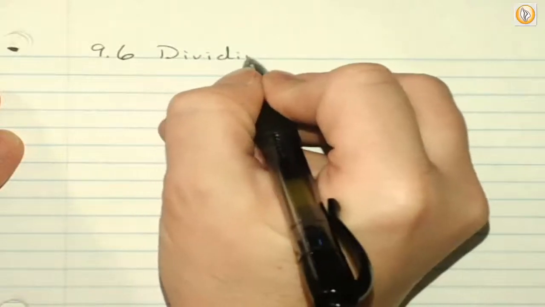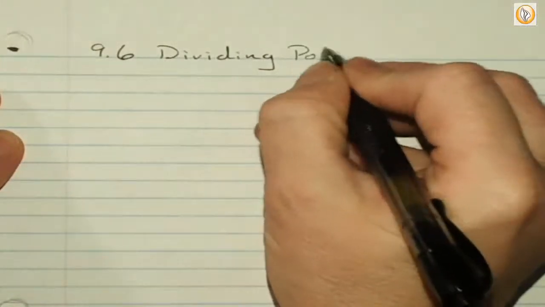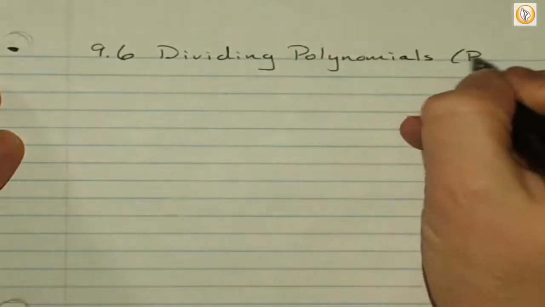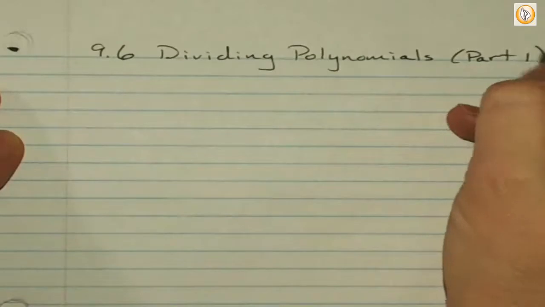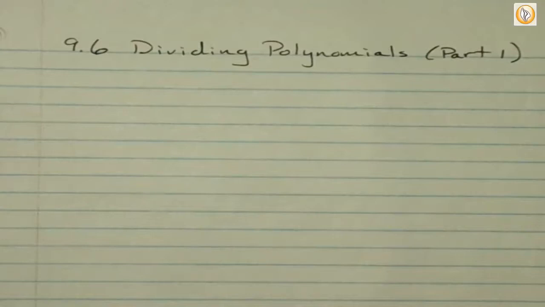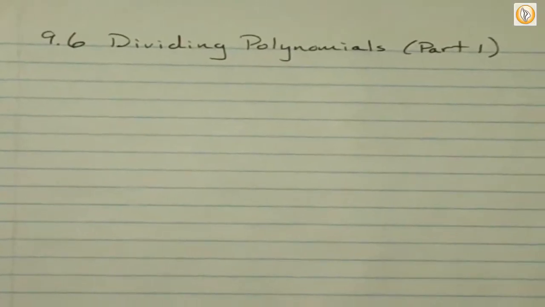All right, so 9.6, we are dividing polynomials, part 1. Dividing polynomials, part 1. Most of the notes are going to come tomorrow because the note part refers to part 2, the long division.